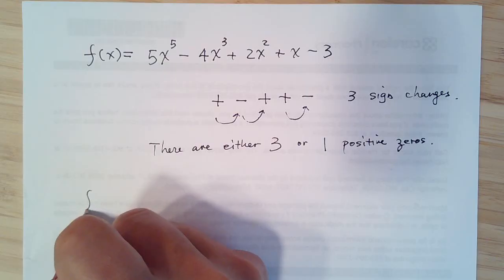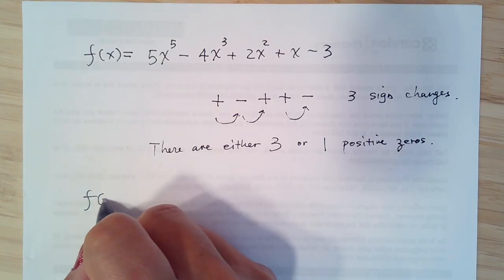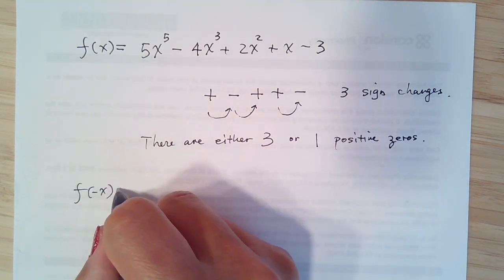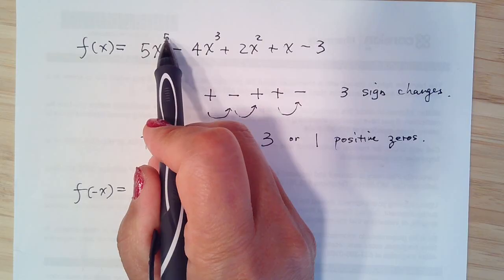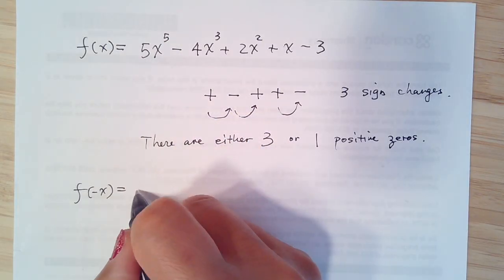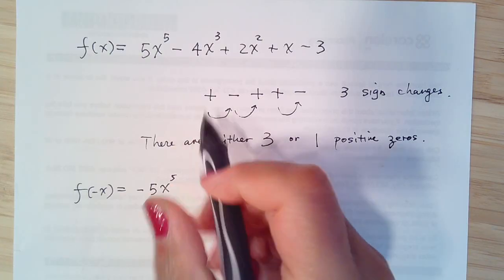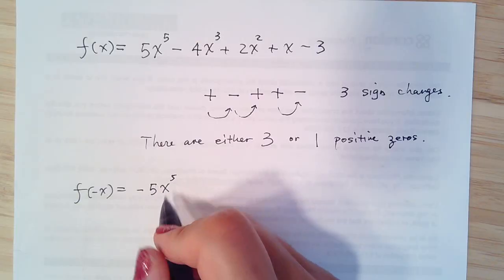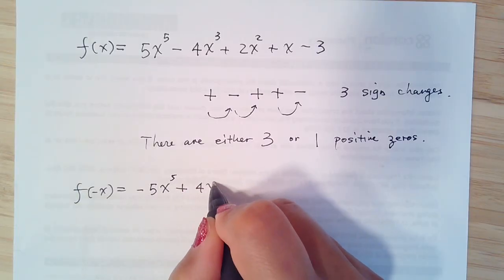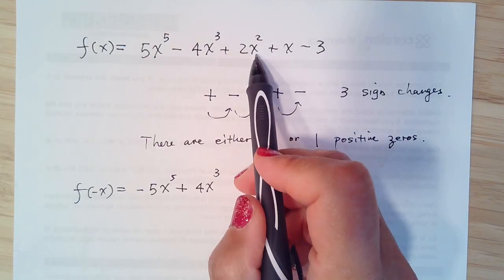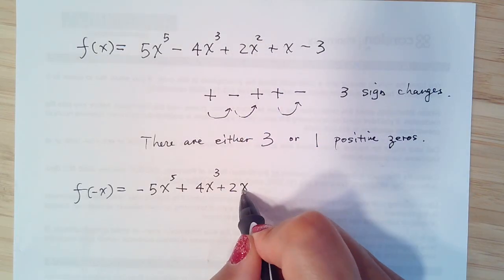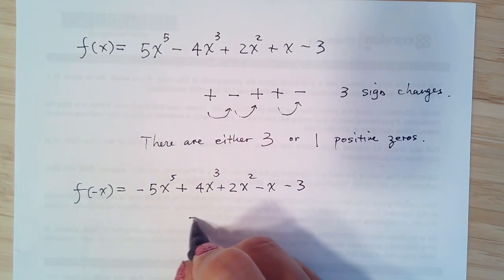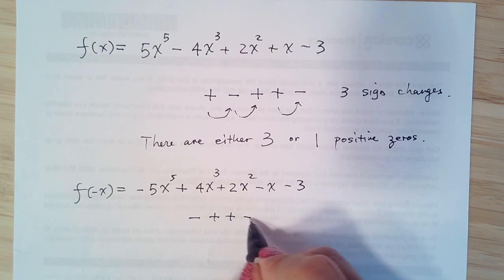Now, in order to find how many possible negative zeros, we have to find f of negative x. We plug in negative x everywhere. So negative to the 5th power is also negative, and then I get negative 5x to the 5th. Negative x to the 3rd power is also negative, so that becomes a positive. Negative squared becomes a positive, so that's plus 2x squared. And here, negative x and a minus 3. Now, the signs are negative, positive, positive, negative, negative.